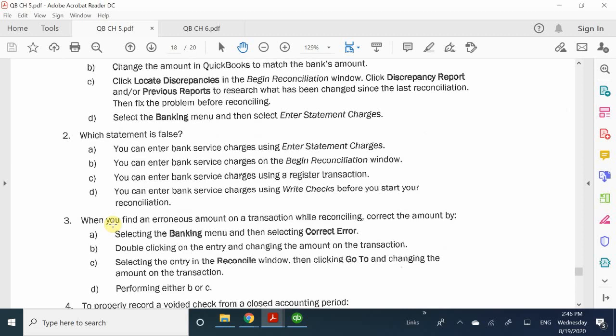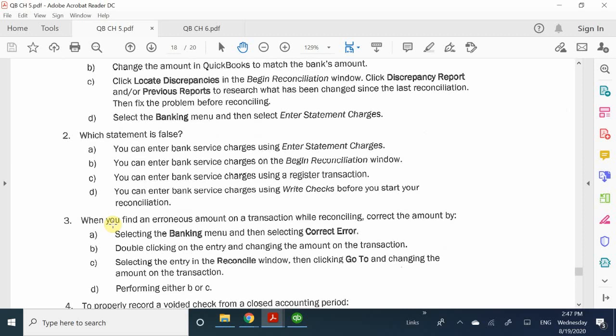Letter C. You can enter a bank service charge using a register transaction. We didn't look at that though. D. You can enter a bank service charge using write checks before you start your reconciliation. That's the one. No, that doesn't make sense. All right, so you think everyone says it's D, right? D, yeah. I think it's A, yeah.